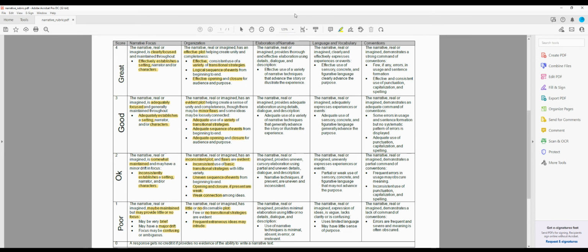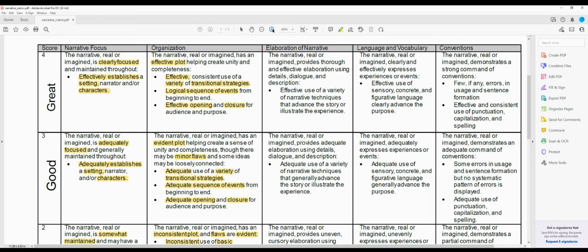Okay, let's talk about, zoom back in, the elaboration of the narrative. So the narrative, real or imagined, provides thorough and effective elaboration using details, dialogue, and description. So this is all about elaborating, means providing extra information, go into deeper details. So effective use of narrative techniques, so this might be a dialogue, that advance the story or illustrate the experience. That's that show, not tell description.